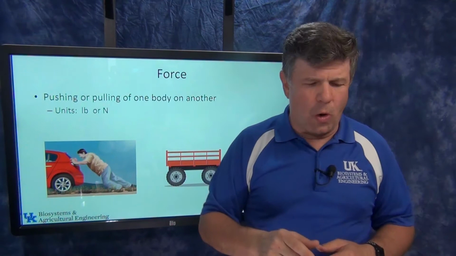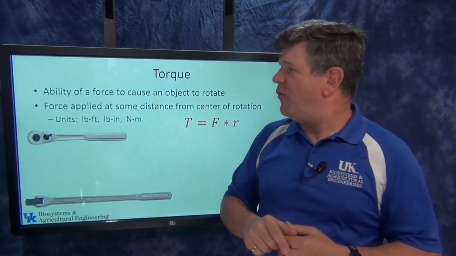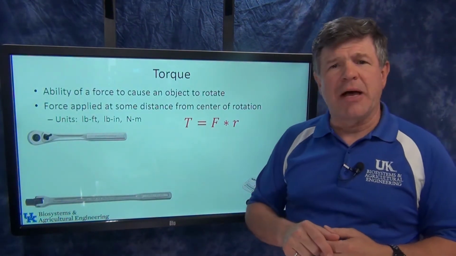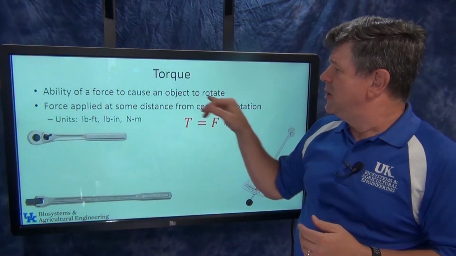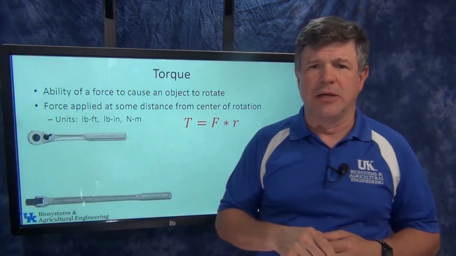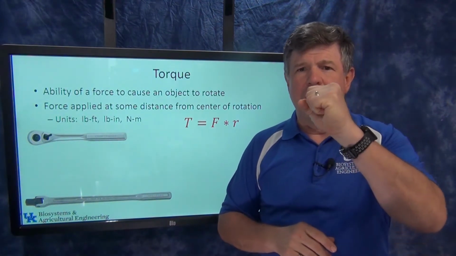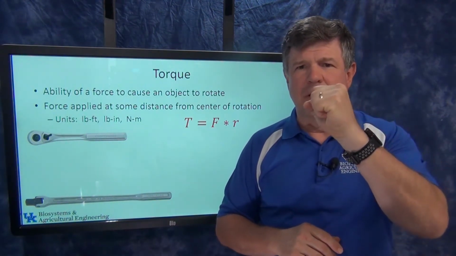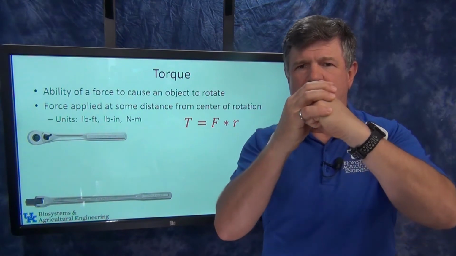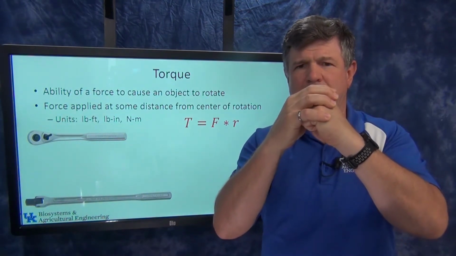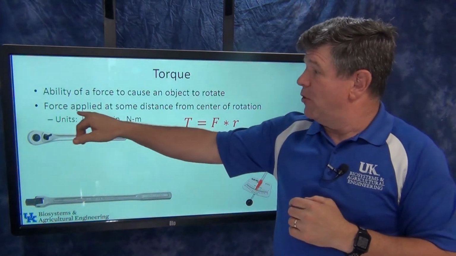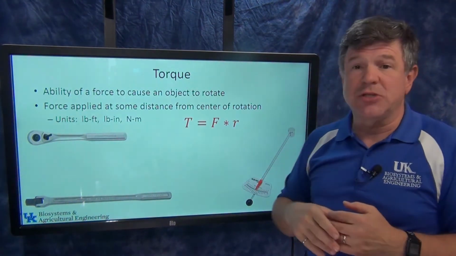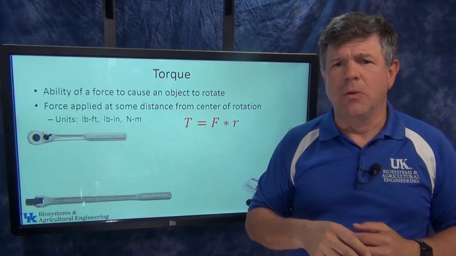Now, what's a torque? When we start talking about torque, now we're talking about twisting. And so the torque is the ability of a force to cause an object to rotate. So I've got some object and I want it to rotate. And so I'm going to use a force somehow to make that object rotate. Well, how do I do that? Well, it's a force applied at some distance from the center of rotation. Oh, what does that mean?